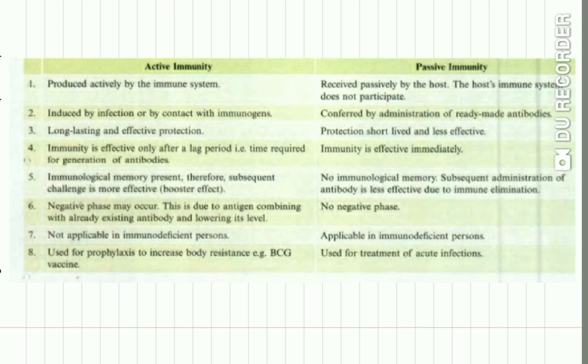Now, the active immunity is produced actively by the immune system, while the passive immunity is received passively by the individual. The host immune system does not take any active role in producing the passive immunity. Now, the active immunity is induced either by an infection or by contact with immunogen, while the passive immunity is passively conferred by administration of ready-made antibodies. The active immunity is long-lasting and there is effective protection, while the passive immunity is short-lived and less effective.